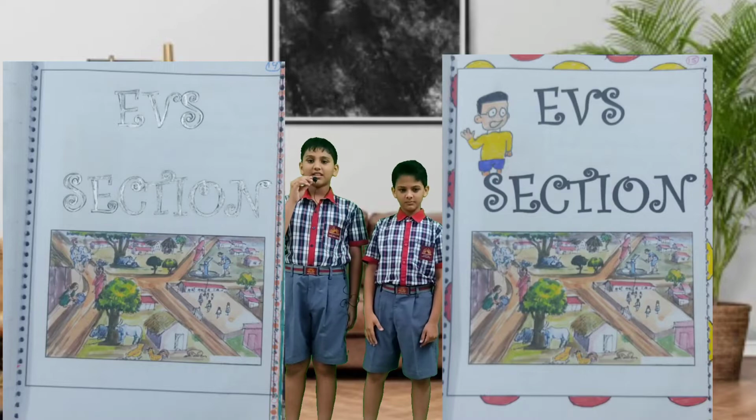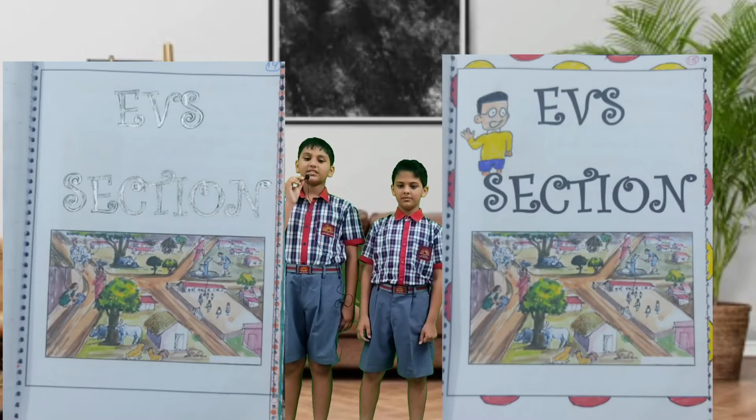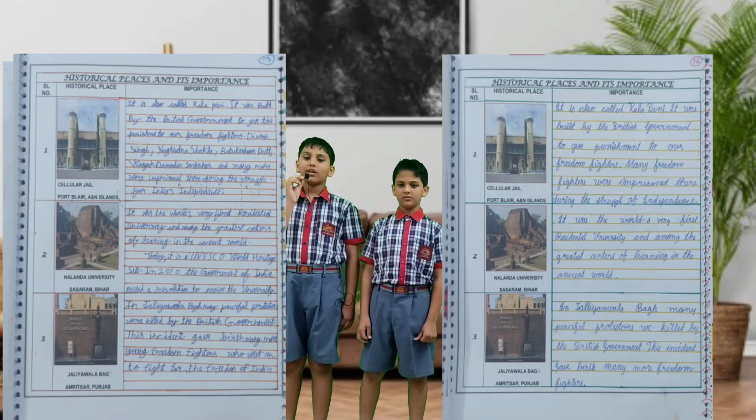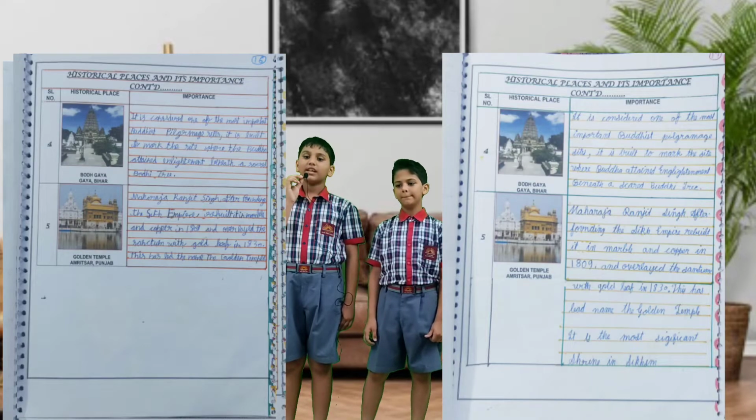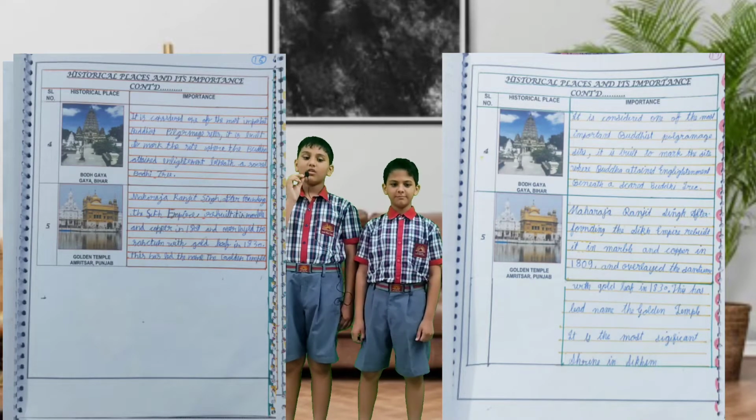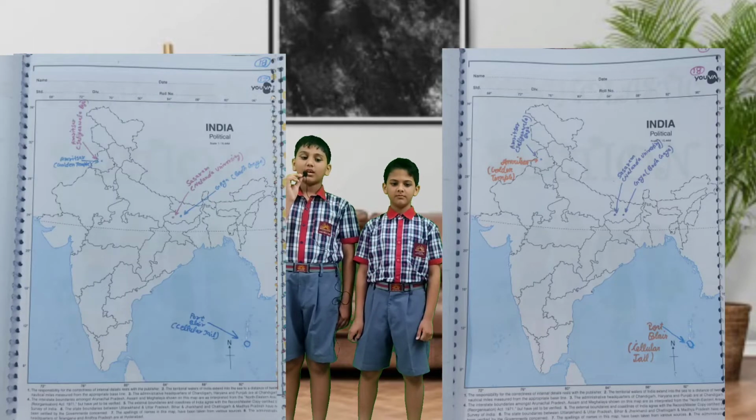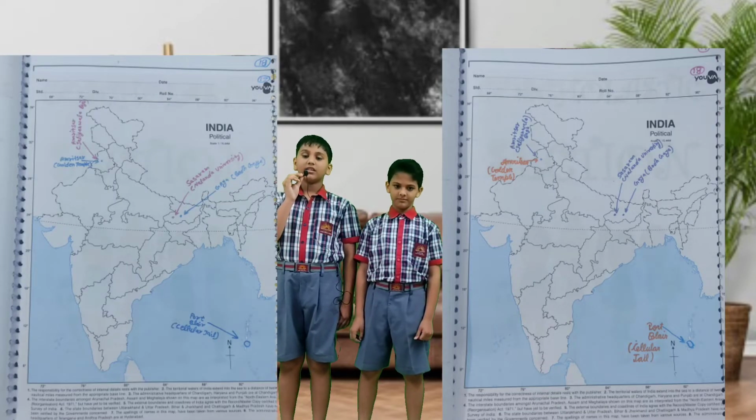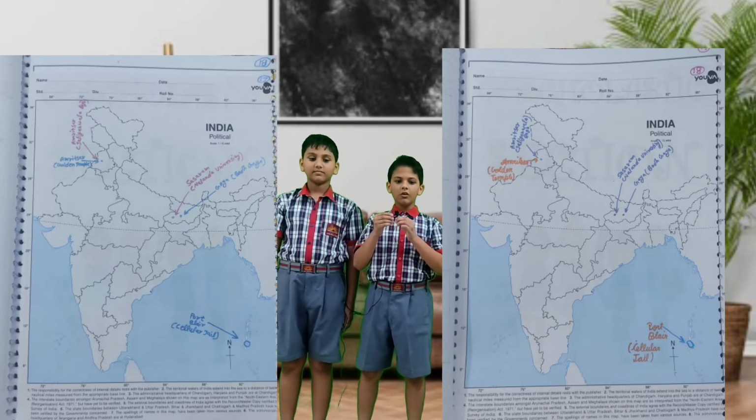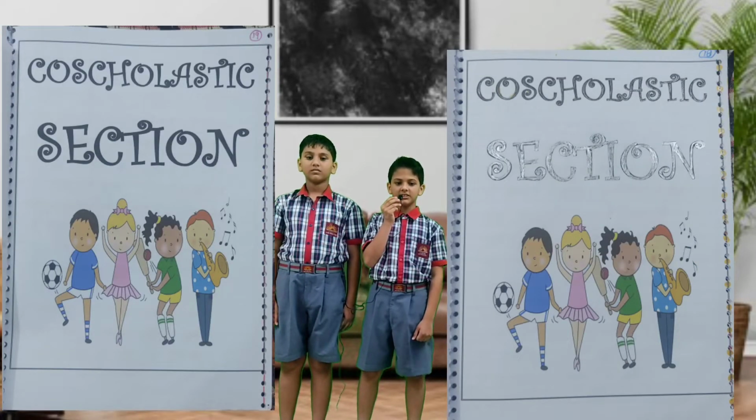From here, EVS section starts. In this section, we mention some historical places with their importance. We also located these historical places in political map of India. From here, scholastic section starts.